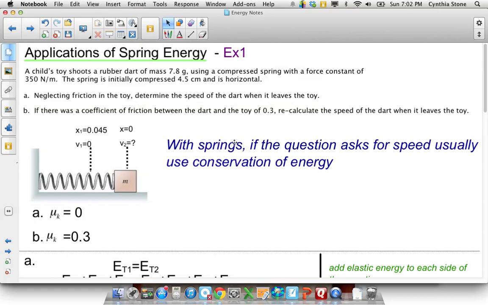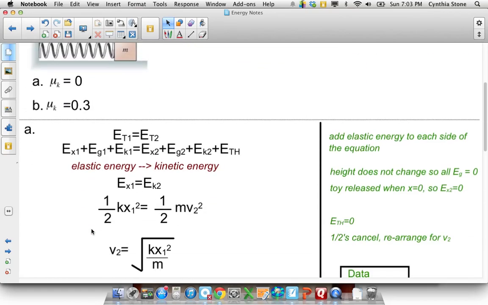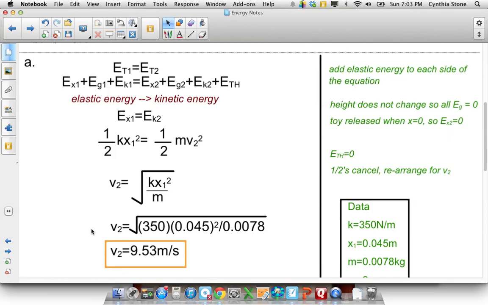Well, first of all, almost every single time I give you a spring question, it's going to be conservation of energy. Very rarely will we apply, like in the last set of questions, finding accelerations and that. You can, but if it's asking for speed, it's going to be conservation of energy. So we do it twice. One where we have no friction in the system, and by friction I just mean between, say, the dart and the surface of the toy, which would be between M and the surface right here. And in the second one there is some friction. So it's the same question twice, just once we add thermal energy. So let's look at the first time. Here's how it changes.